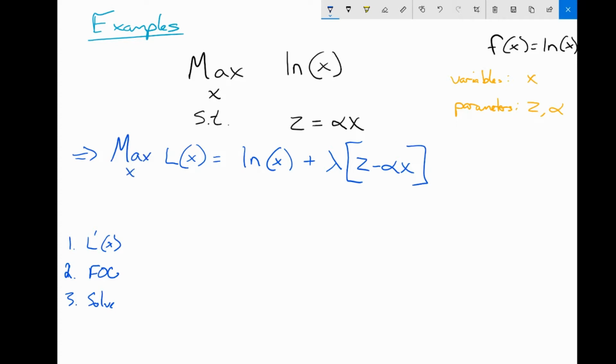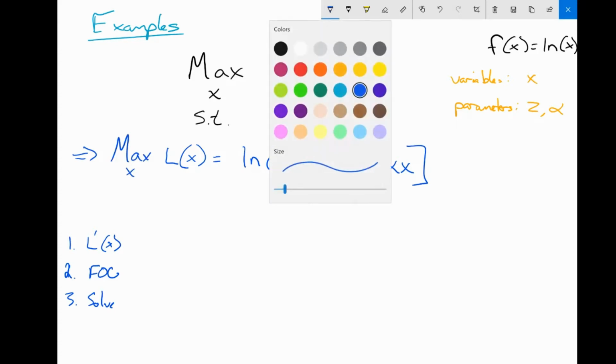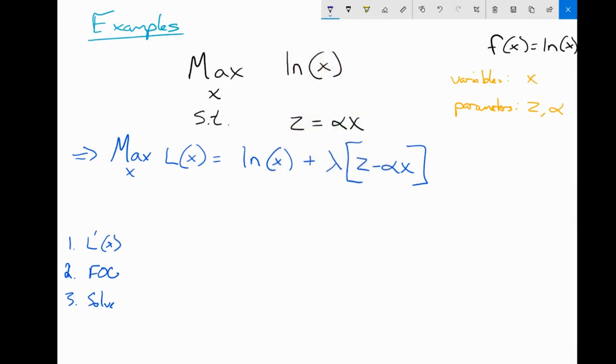Step one, find the derivative with respect to x. So let's start with the first term. What's the derivative of the natural log of x? If you remember, the derivative of the natural log of a number is 1 over that number. So it's 1 over x. Now let's go to the next term. What's the derivative of this? Well, this might be a little bit more tricky.